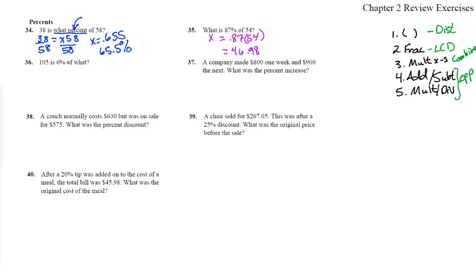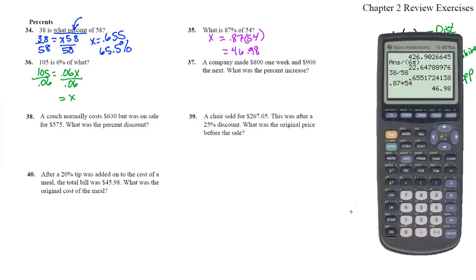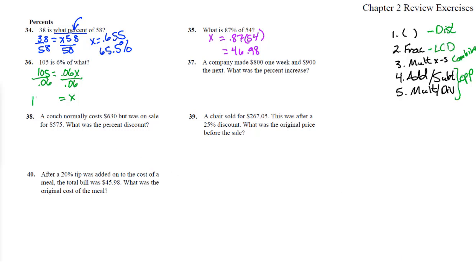All right, number 36. 105 is 6% of what? That's 105 is 6%. Now notice that's 0.06 times what is our x. So now this is just a one-step problem where we divide by 0.06, divide by 0.06 to find our x, and we get that x is 105 divided by 0.06, probably a very large number. Yeah, 1,750. 105 is just a small percent. It would have to be a large number to make sense on that one.